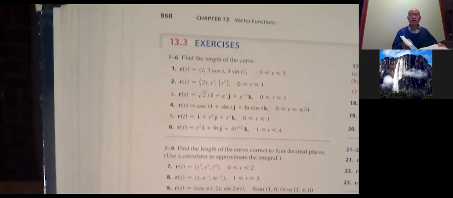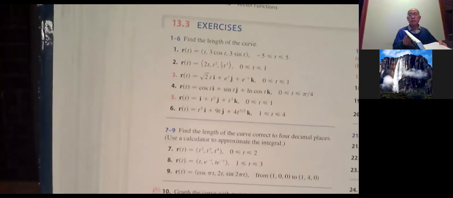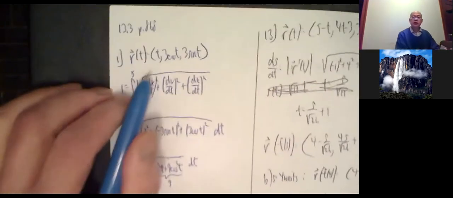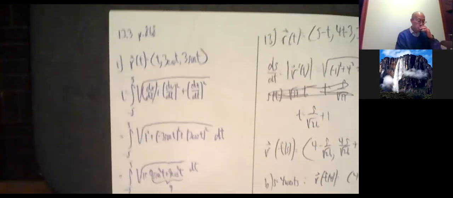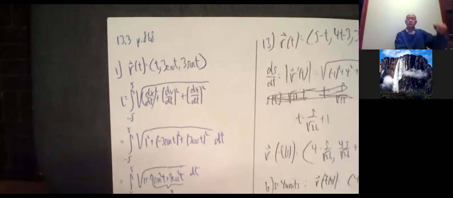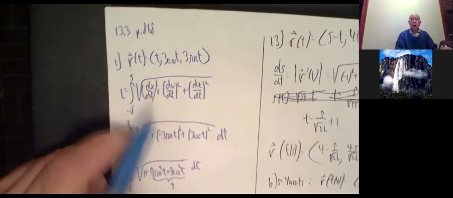All right, so I'll show you one of each type, as you might guess. Find the length of the curve. It's a three-dimensional vector, or two-dimensional, but it's probably three-dimensional, and t goes from something to something. So number 1, 13.3: r of t is t, 3 cosine t, 3 sine t. This is a curve in space. A side note, I believe this is going to be a helix.